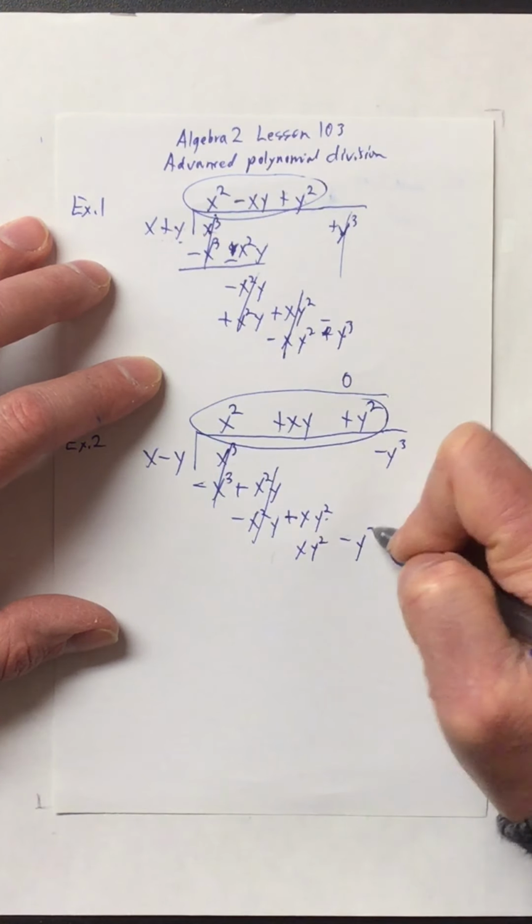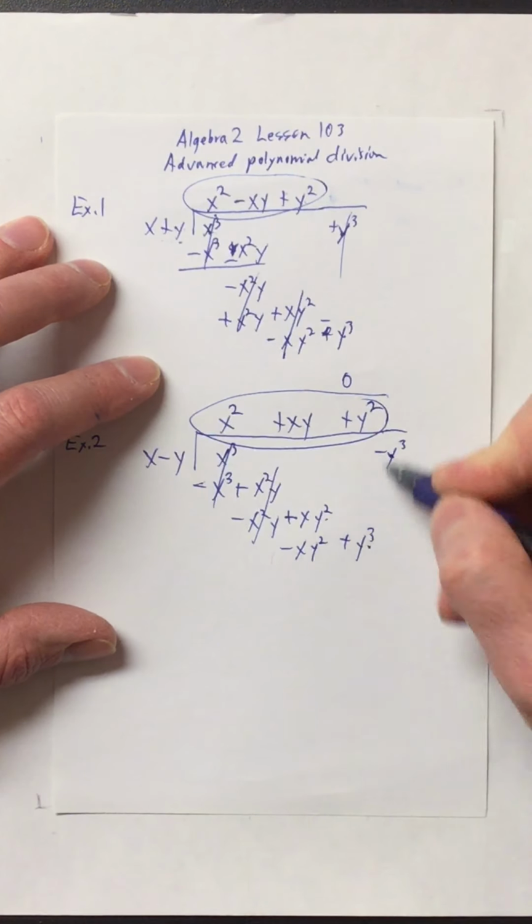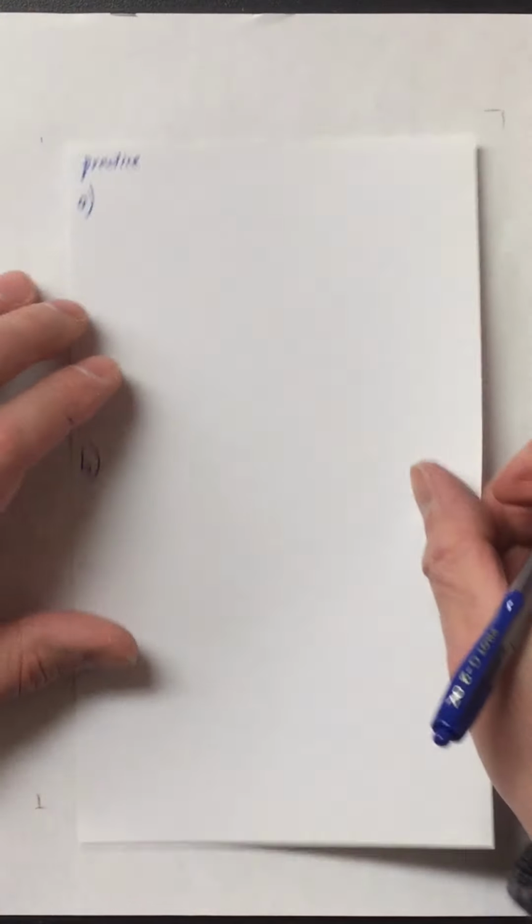Second term, negative y to the third. Flip our signs, negative y third here comes back into play. That one, everything cancels, and there's my answer. Okay, all right, go ahead and try these in the practice problem.